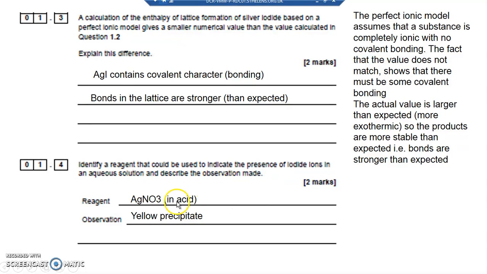The nitric acid in there, the acid, stops the formation of silver carbonate, which is a precipitate as well, because the acid would dissolve the carbonate and stop silver carbonate forming as a precipitate.